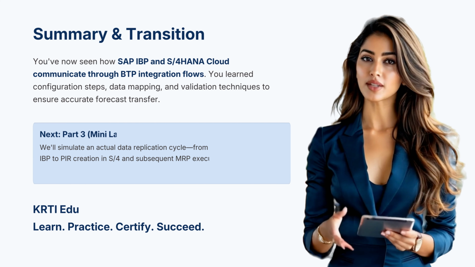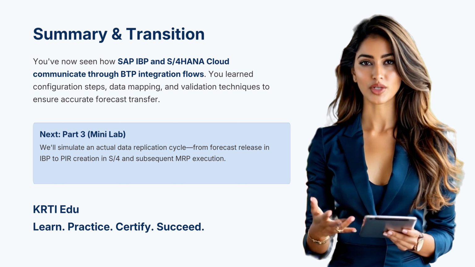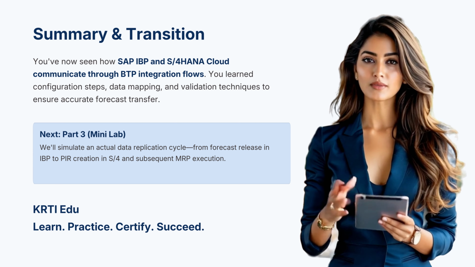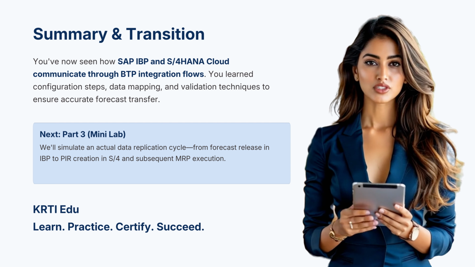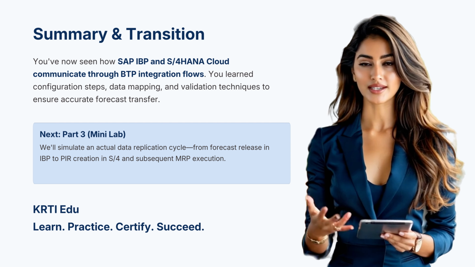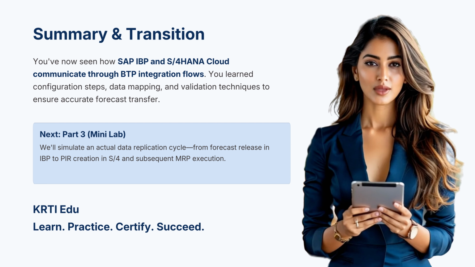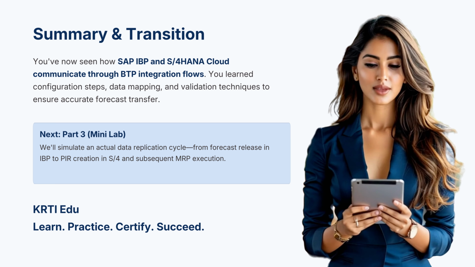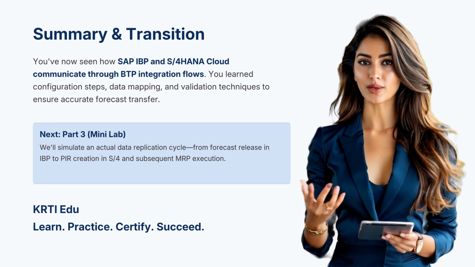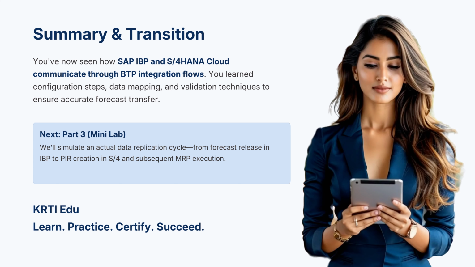You've now explored how IBP and S/4HANA Cloud connect through BTP, enabling a single, integrated planning ecosystem. We walked through configuration, data mapping, monitoring, and validation, all critical for supply chain consultants. Next, we'll move to Part 3, Mini Lab, where you'll simulate a live integration scenario, from forecast release in IBP to PIR creation and MRP run in S4 Cloud.